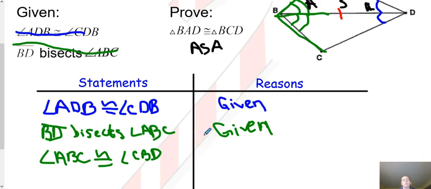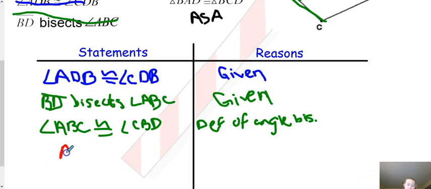Now, the reason for this goes back to that last problem. Again, the one that I wanted you to star, highlight, underline, circle. Okay, this is the definition of an angle bisector. I'm going to shorten that there. Okay, definition of an angle bisector. And the last piece of information that we needed was the reflexive side. So we're just going to say BD is congruent to itself. And that is because of the reflexive property.